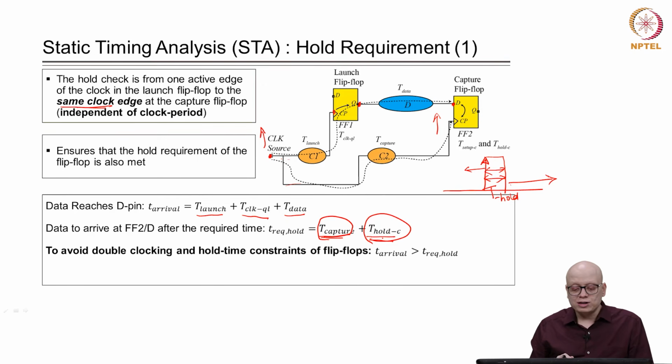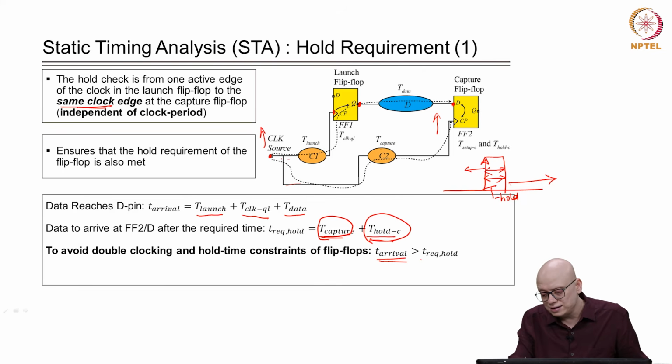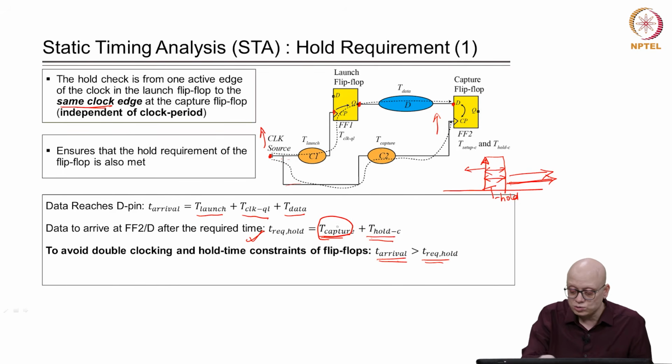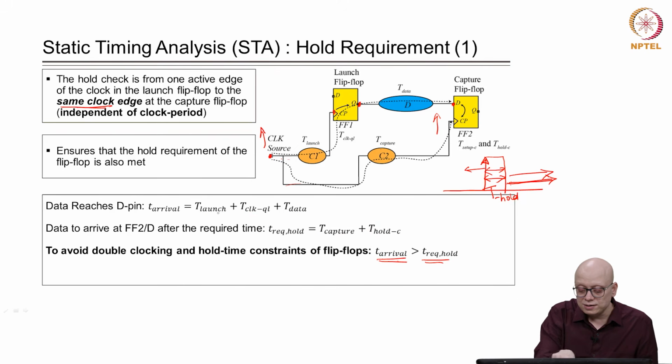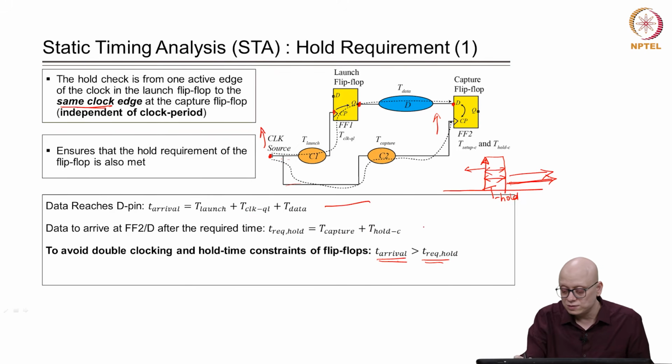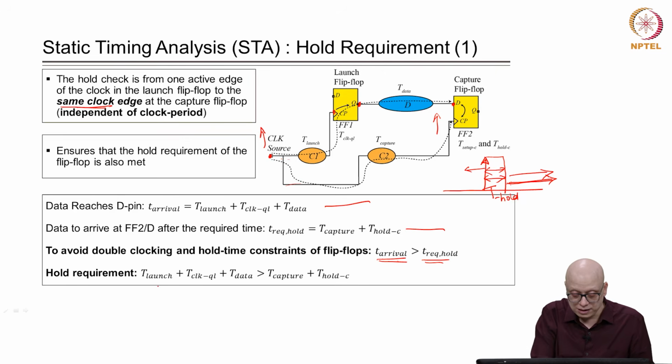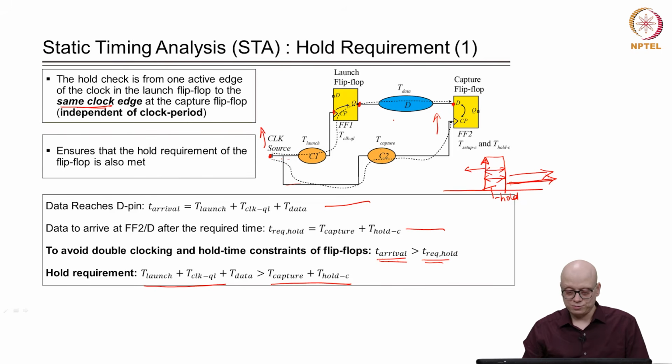So, to avoid double clocking and satisfy the hold time constraint of the flip flop, we need to ensure that the arrival time is greater than T required, meaning that the data can come any time after this, and therefore, T arrival is greater than T required hold, right. So, that is what we have computed here. Now, using these two equations, we can expand this inequality, and we get this hold requirement for these two pairs of flip flops.